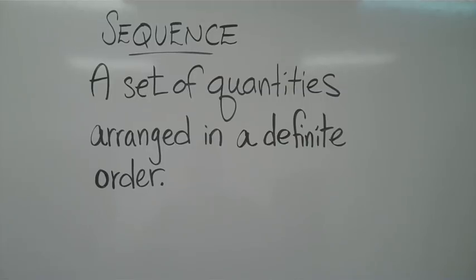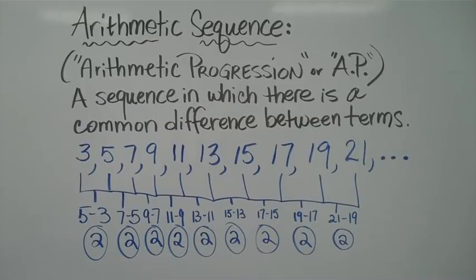A sequence is a set of quantities arranged in a definite order. An arithmetic sequence, also known as an arithmetic progression, or AP, is a sequence in which there is a common difference between the terms. Here I've given an arithmetic sequence: 3, 5, 7, 9, 11, 13, 15, 17, 19, 21, etc. As you can see, there's a common difference, and we call that common difference D.